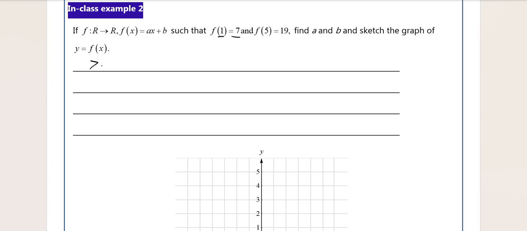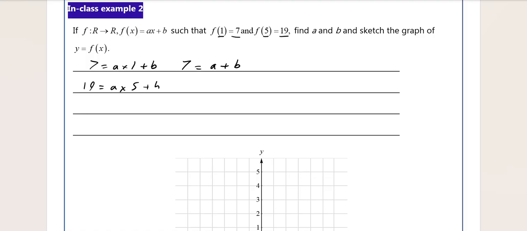So I would get 7 equals a times x. X is going to be 1, plus b. And I can combine the a and the times 1 to turn this into 7 equals a plus b. So this is my first form of the equation, what I get when I use 1, 7 as my x and y coordinates. I can do the exact same thing with my second point, 5 and 19. So y is going to be 19 and x is going to be 5.